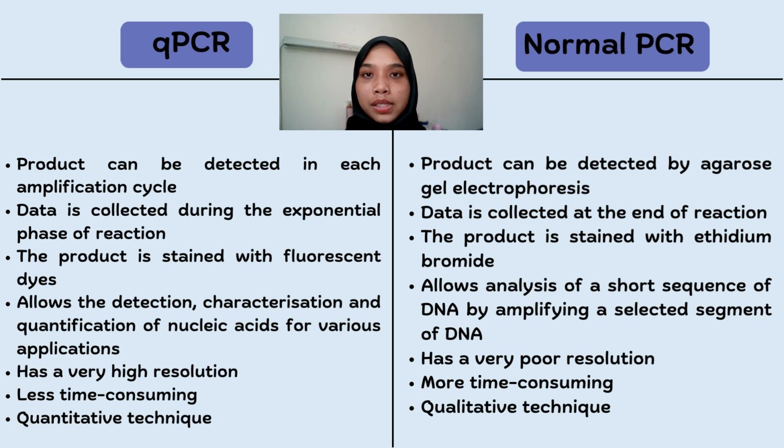So we move to the differences between the results obtained by quantitative PCR and normal PCR. For quantitative PCR, the product can be detected in each amplification cycle, and the data is collected during the exponential phase of the reaction. While for normal PCR, the product can only be detected by agarose gel electrophoresis, and the data is collected at the end of the reaction. For quantitative PCR, the product is stained with fluorescent dye, while for normal PCR, the product is stained with ethidium bromide.